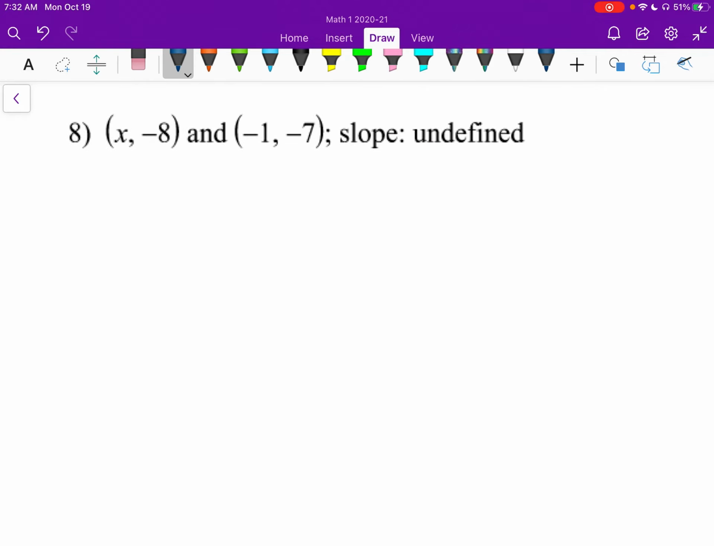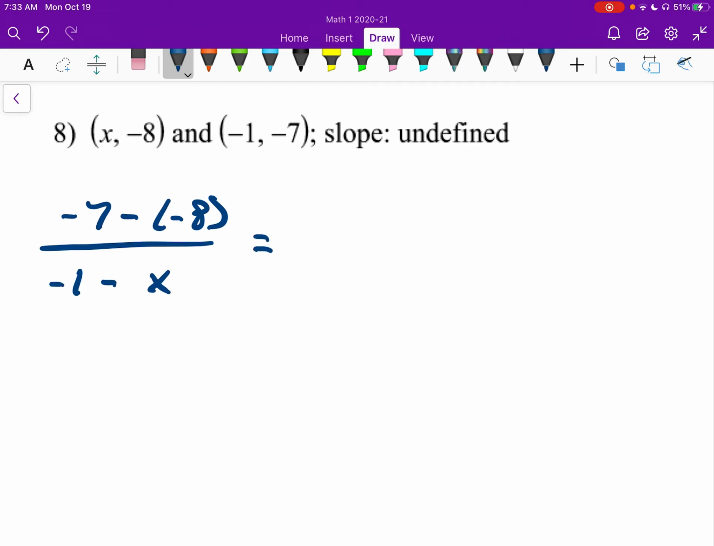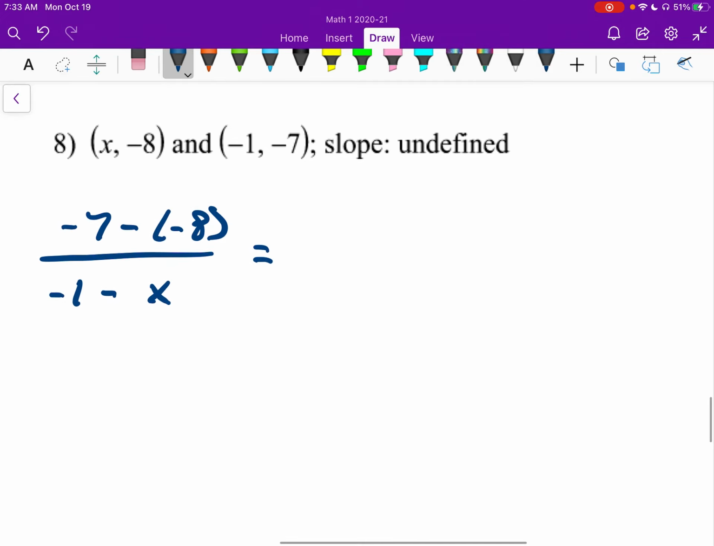I have negative 7 minus negative 8 over negative 1 minus x equals, the slope is undefined. Well, what does it mean if the slope is undefined? That means that we have a 0 in the denominator, right? So we can stop what we're doing and say, well, this thing has to add up to 0. Okay, so I'm going to stop what I'm doing. I'm going to say, well, let's look here. We have negative 1 minus x equals 0.